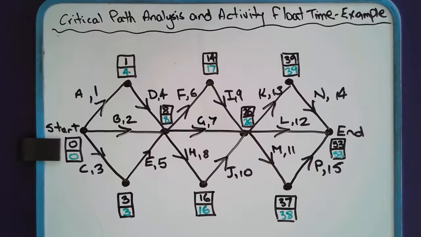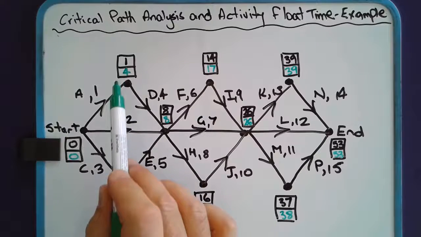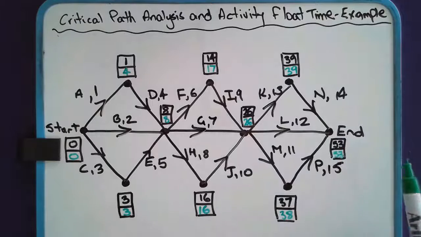Here's another example where we look at critical path analysis and activity float time. So here's an interesting network. It's just a sort of random directed network that represents a project of sorts, I guess. And now I've already done the forward scanning. These are the numbers in black, and the backward scanning are the numbers in green. So you may want to check that for yourself.